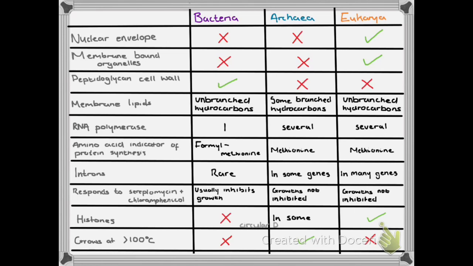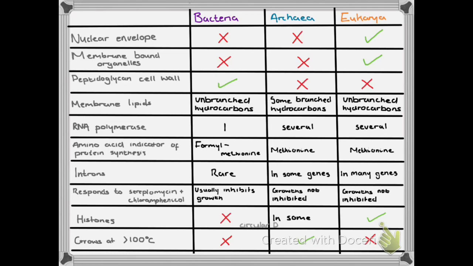Something that's unique for each of the 3 domains is whether they have introns. So it's very rare for bacteria to have introns. Archaea can have introns in some genes, whereas eukarya often have introns in most genes, so it's very common in them.